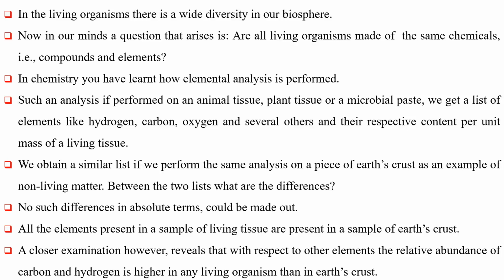We obtain a similar list if we perform the same analysis on a piece of Earth's crust as an example of non-living matter. Between the two lists, what are the differences? No such differences in absolute terms could be made out. All the elements present in a sample of living tissue are present in a sample of Earth's crust. A closer examination, however, reveals that with respect to other elements, the relative abundance of carbon and hydrogen is higher in any living organism than in Earth's crust.